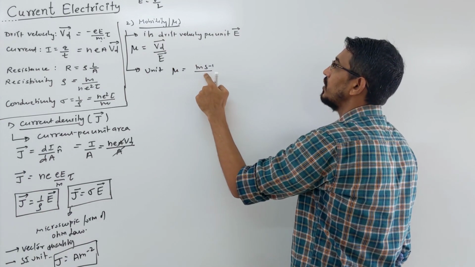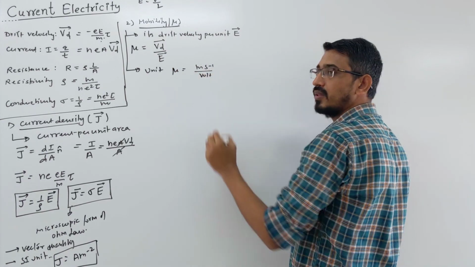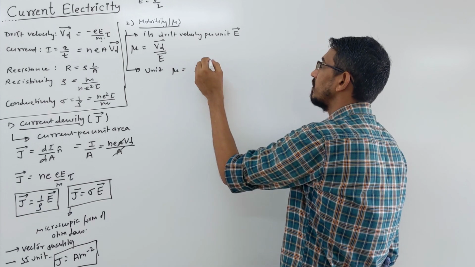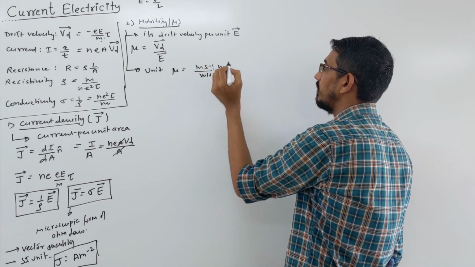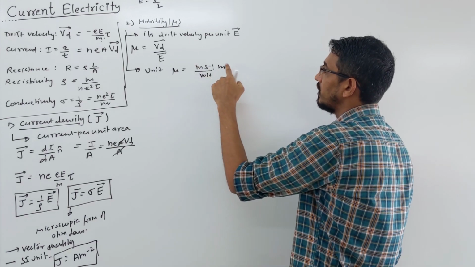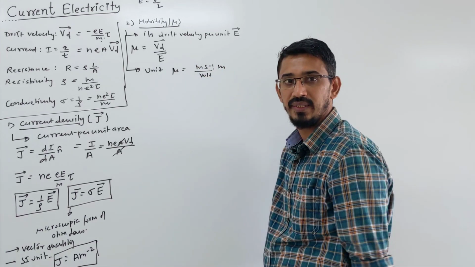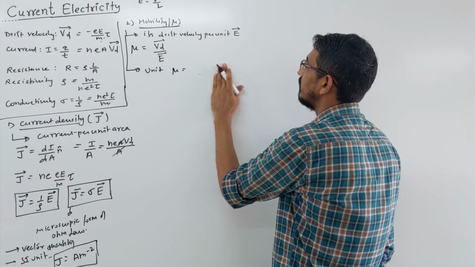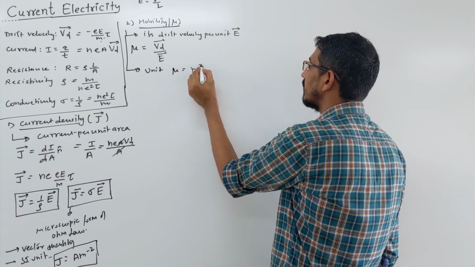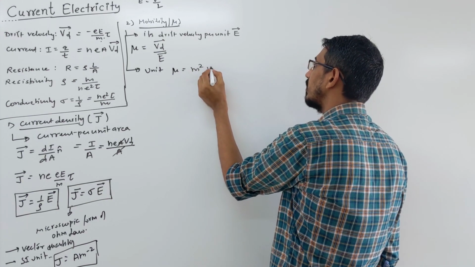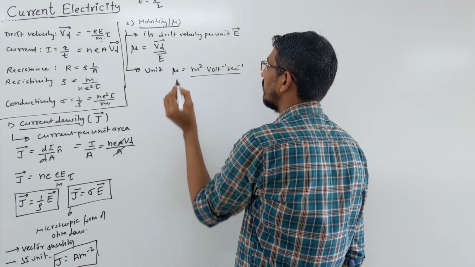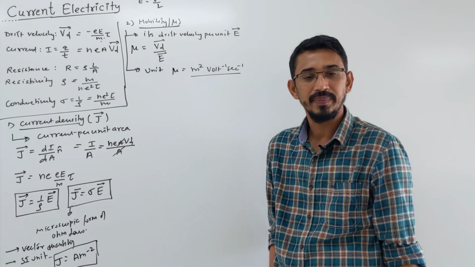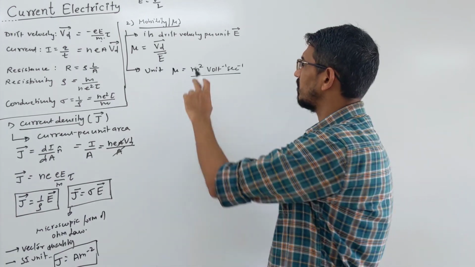So I am writing here potential means volt, correct? And length goes up, so it becomes meter. So what unit is coming? Like meter square per volt per second, right? Yes. So I am writing now. What is the unit? Meter square per volt per second. This is the SI unit of mobility. Okay. These are not very important.